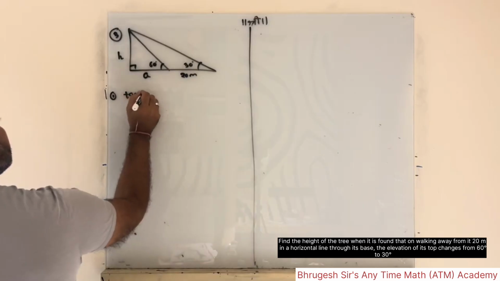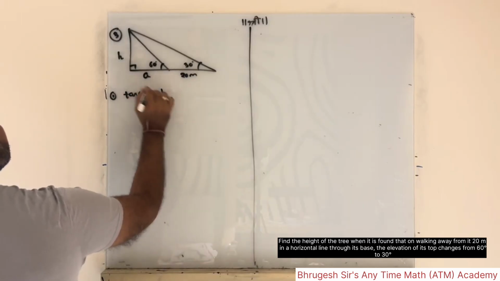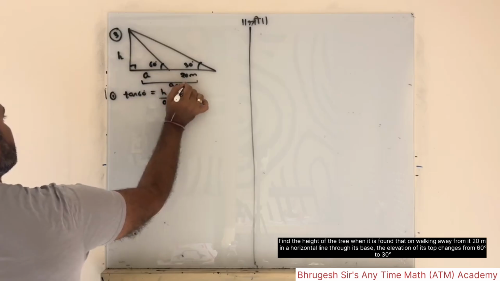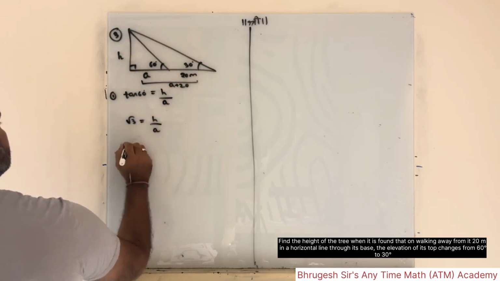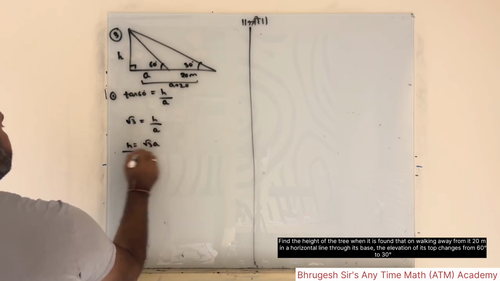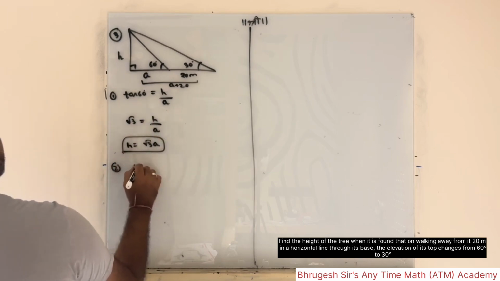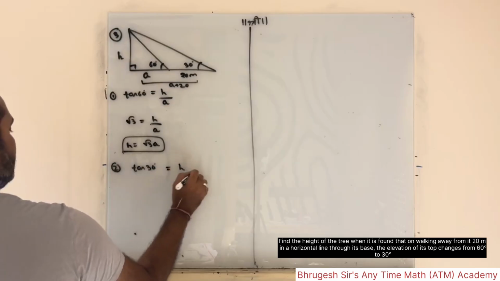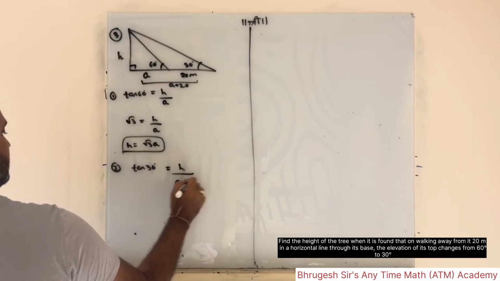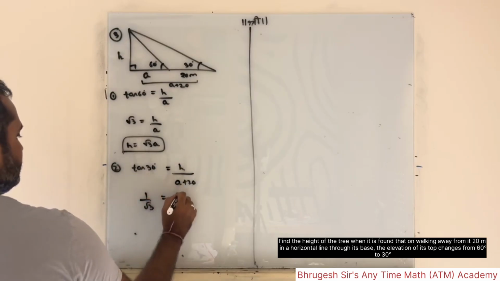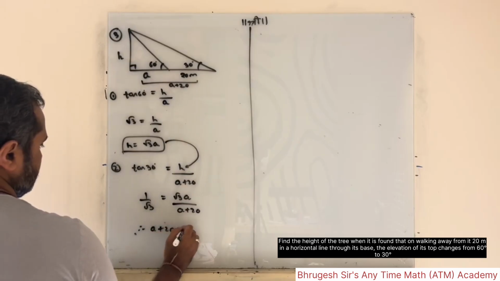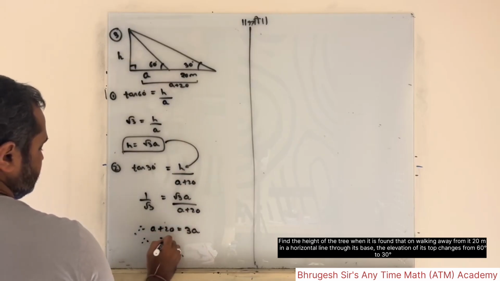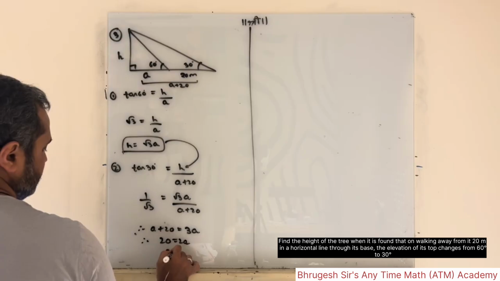First take tan 60, opposite upon adjacent. So tan 60 is root 3. H is root 3 a. Second, tan 30 degrees, opposite h upon a plus 20. 1 by root 3 equals h; substitute root 3 a in place of h, my child. Cross multiply. Root 3 into root 3 makes 3a. 20 equals 2a. a equals 10.